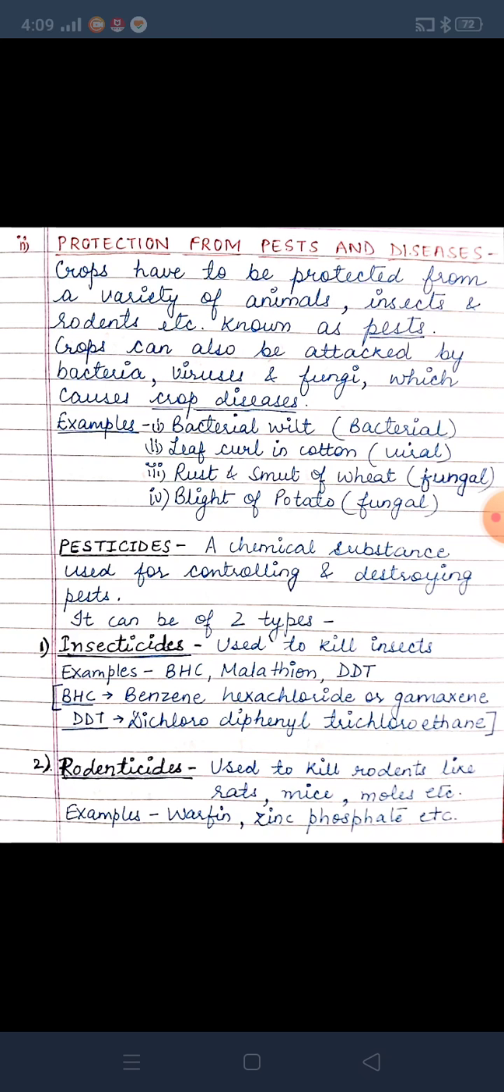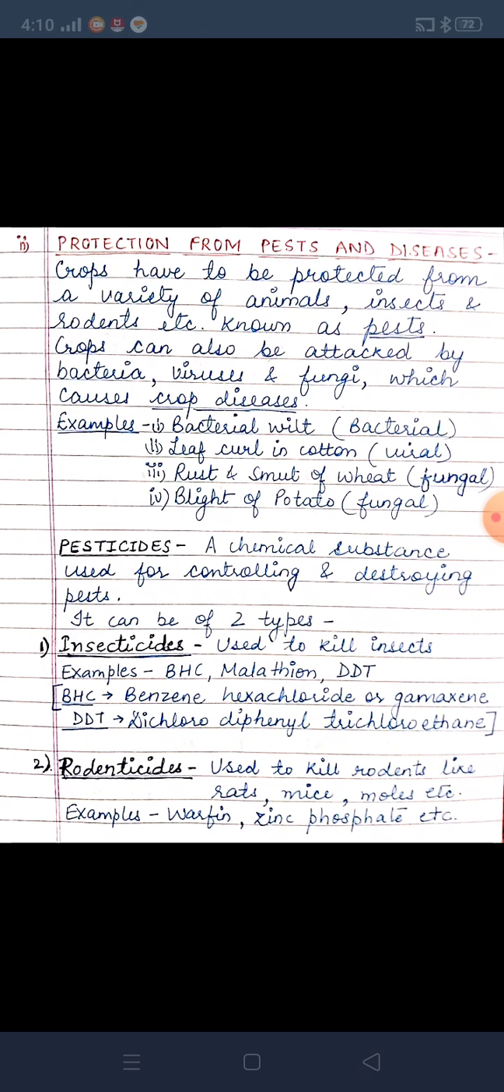First of all, let me tell you about the examples of crop diseases also. First one is bacterial wilt, which is caused by bacteria. Second is leaf curl in cotton, which is a viral disease. Rust and smut of wheat are fungal diseases. And blight of potato is also a fungal disease.